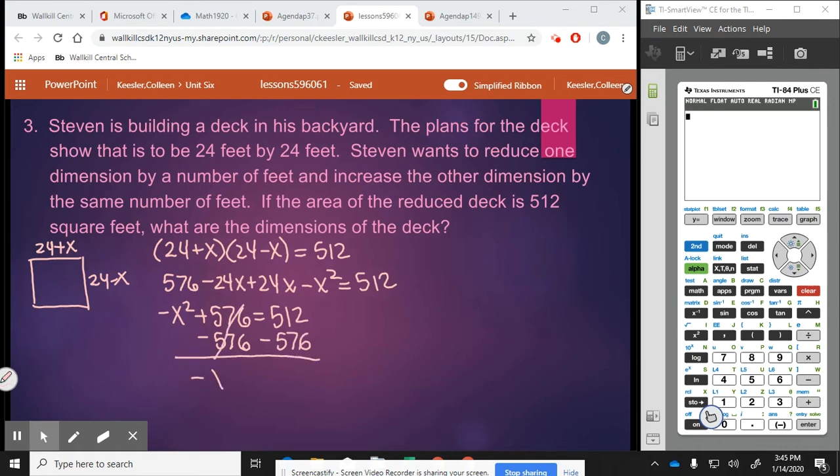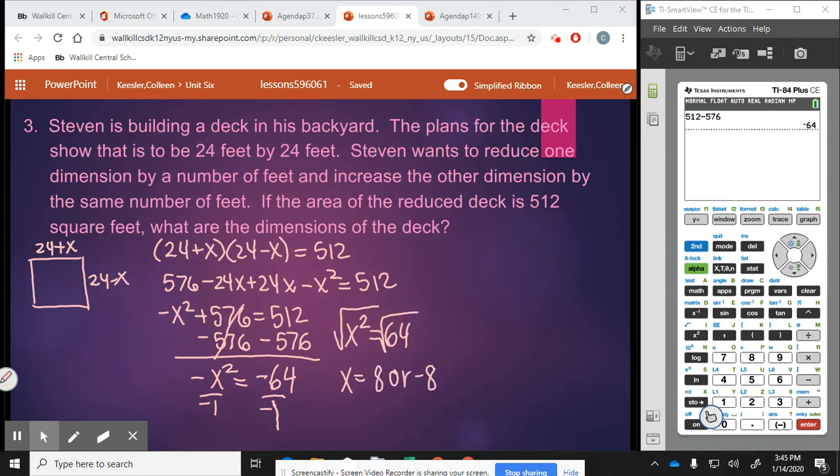I get negative x squared equals 512 minus 576, which is negative 64. And then if I divide by negative 1, I get x squared equals positive 64. And then I can take the square root, and I get x equals 8 or negative 8.